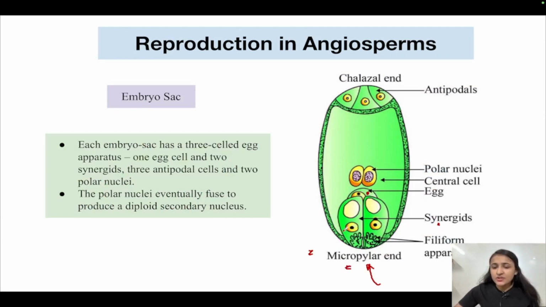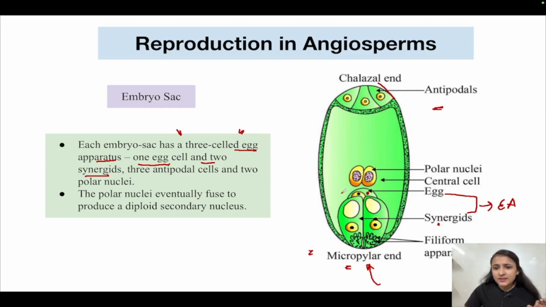This is the egg cell, which is surrounded by 2 synergids, and this represents the egg apparatus. One egg cell and 2 synergids comprise the egg apparatus. So the egg apparatus is 3-celled: 1 egg and 2 synergids. Now opposite to the micropylar end is the chalazal end, which bears 3 antipodal cells. See, these 3 cells here are the antipodals.